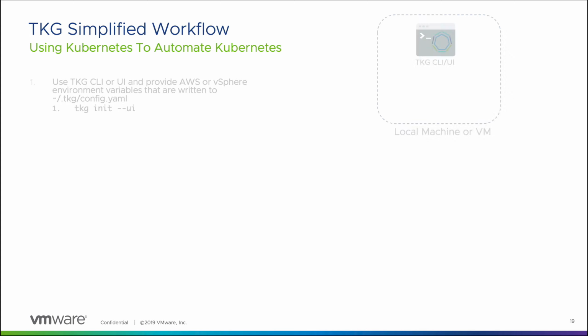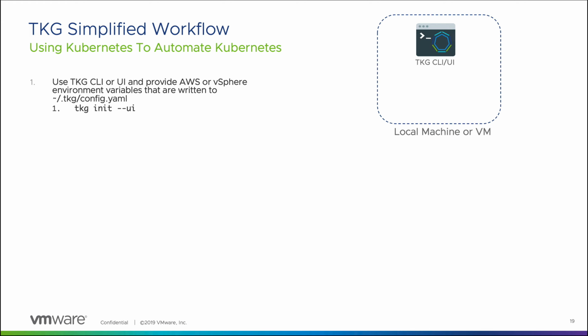The first thing that we do is we put the TKG binary on our local machine. And we run a command called init, or we're going to initialize it. When we do initialization, for this purpose, I'm going to use the UI flag, meaning it's going to pop up a web interface that I'm going to go to and start configuring all of the environment variables that are necessary for me to start building clusters. So when I do that, I get that.